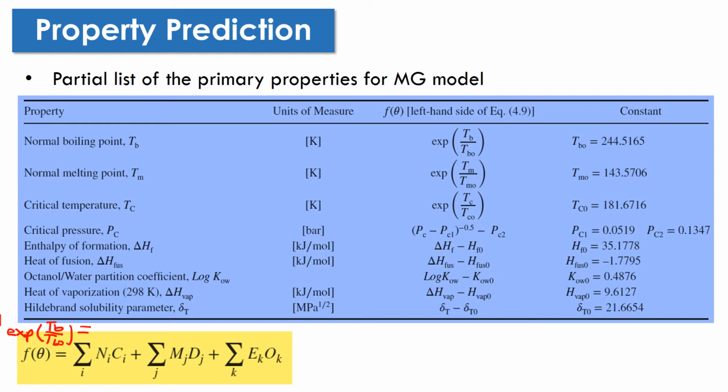And for the parameters, you can get them from the journal. So you just sum all the terms at the right side, and then you find the value for TB. Then you will get the answer. It's quite easy. It's quite straightforward.